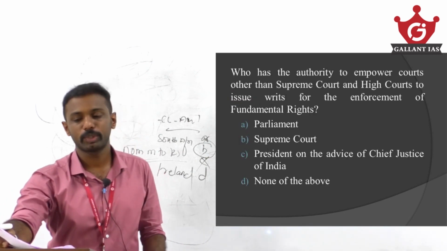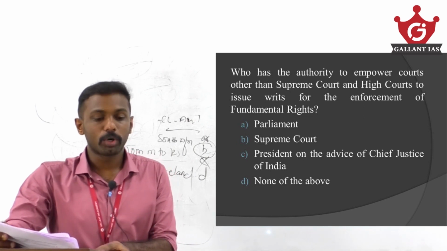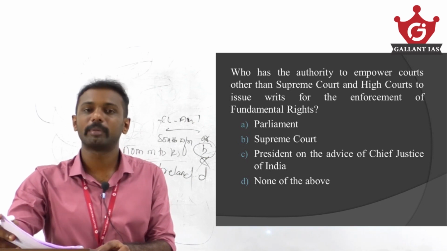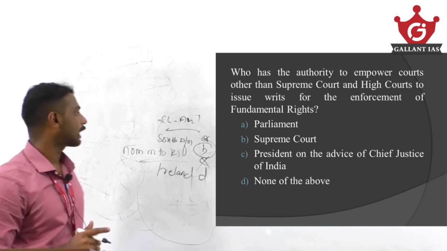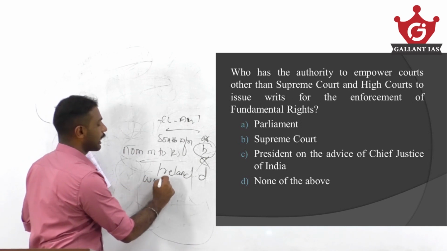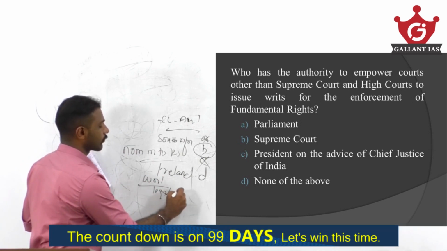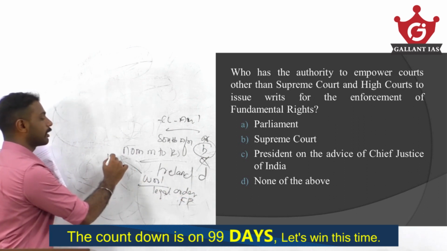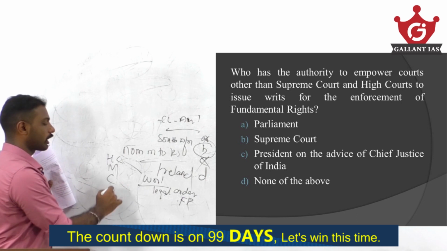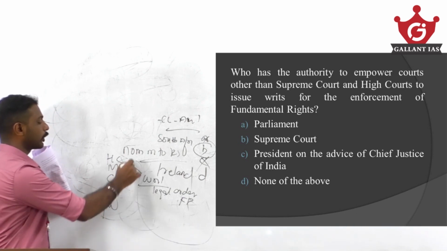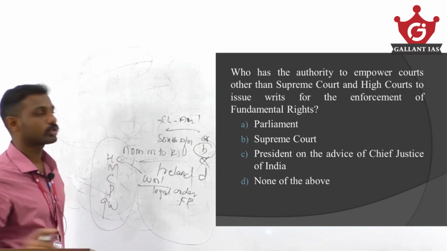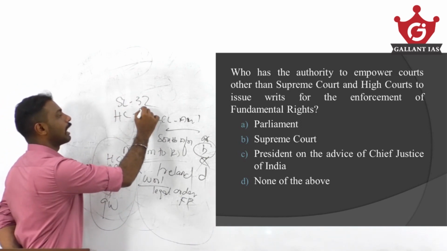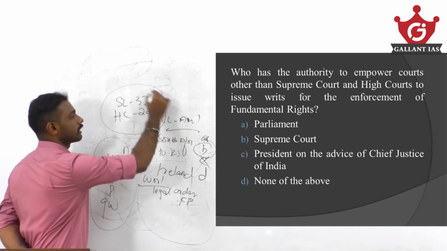Who has the authority to empower courts other than Supreme Court and High Courts to issue writs for the enforcement of fundamental rights? See, currently the Supreme Court can issue writs. Writs means a kind of legal order to enforce fundamental rights. We have writs like habeas corpus, mandamus, certiorari, prohibition as well as quo warranto. These 5 writs can be issued by Supreme Court under Article 32 of the Constitution as well as High Court under Article 226 of the Constitution.